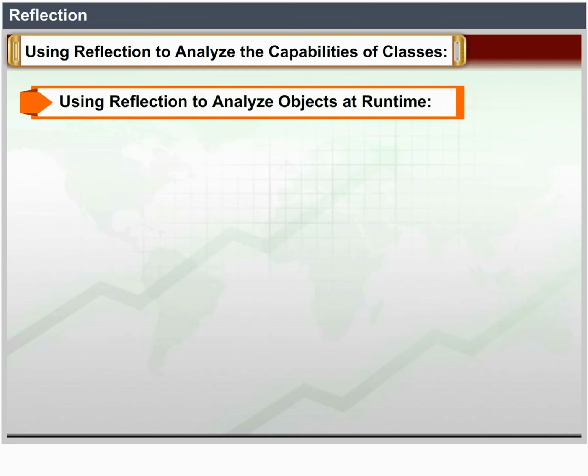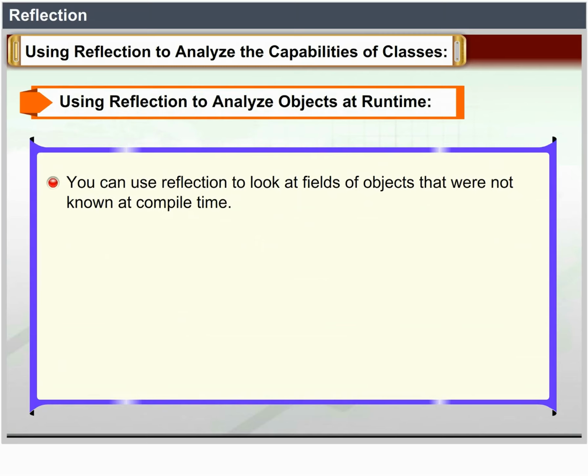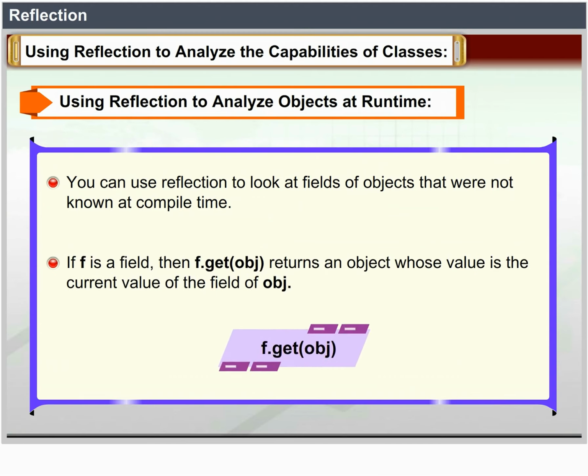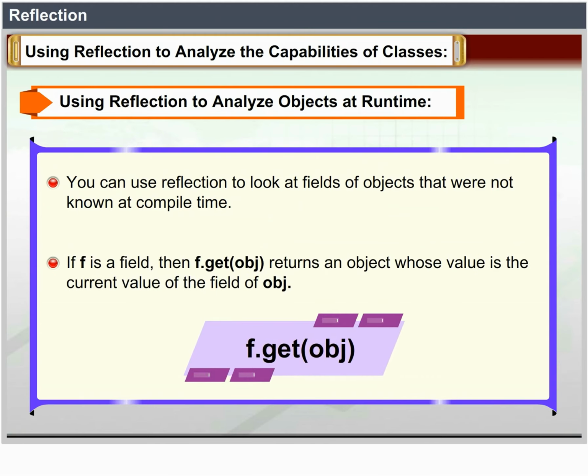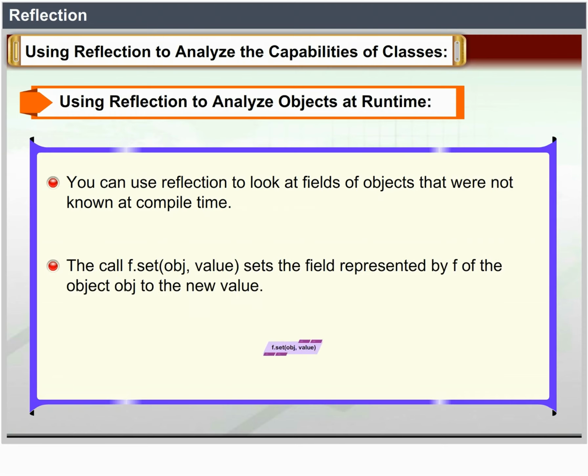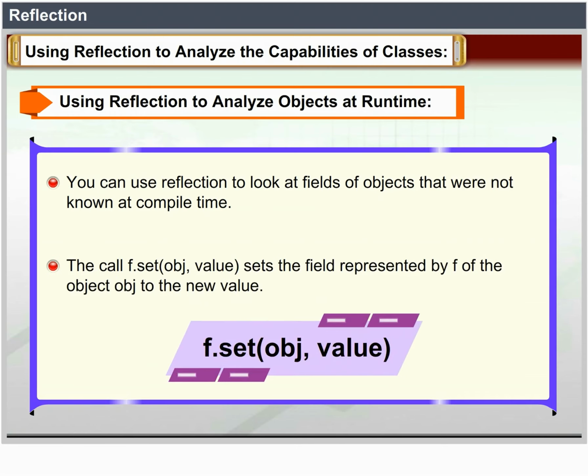Using reflection to analyze objects at runtime. You can use reflection to look at fields of objects that are not known at compile time. If f is a field, then f.get(obj) returns an object whose value is the current value of the field of obj. The call f.set(obj, value) sets the field represented by f of the object obj to the new value.